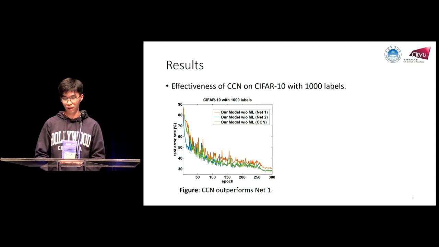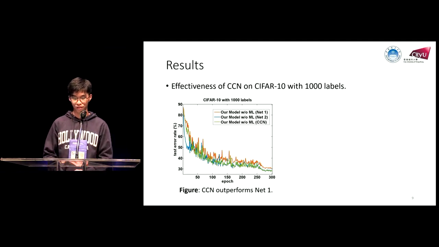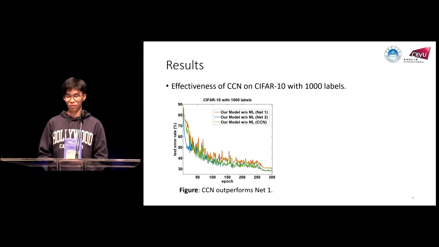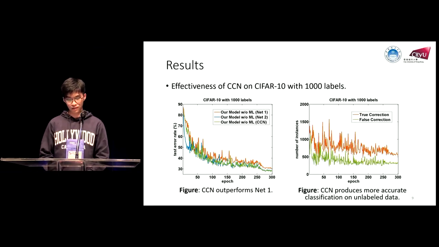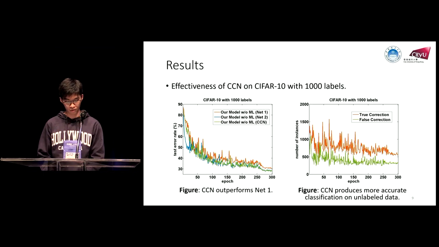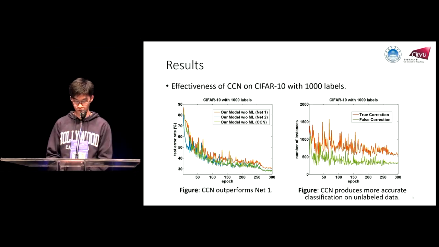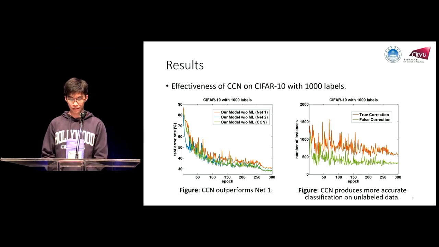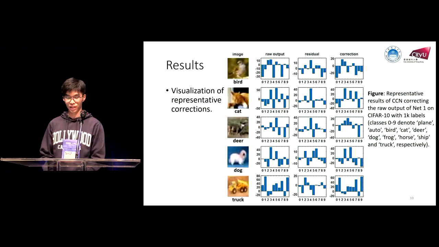We also verify the effectiveness of the CCN on CIFAR-10 with 1,000 labels. The left figure indicates that CCN and the second essential network have similar performances, and both outperform the first essential network without mutual learning. In the right figure, the amount of the true correction is much greater than that of the false correction, which indicates that our CCN does improve classification.